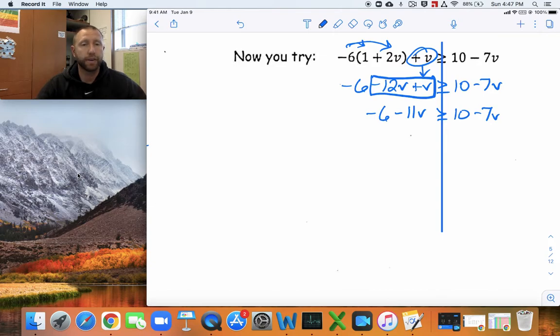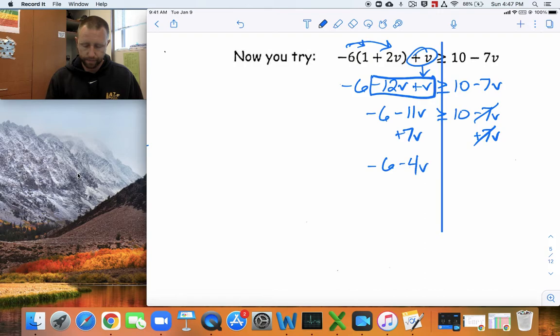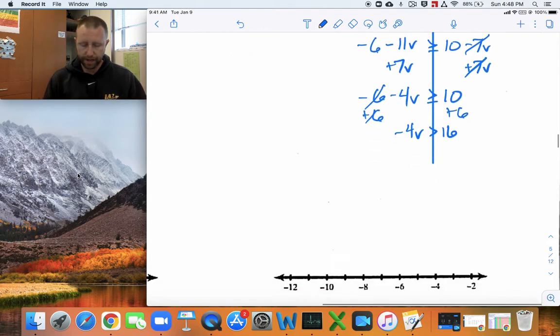And then just like I did on the last one, I'm going to get rid of the variable on the right. If you don't do it that way, you can still come up with the same solution as I did, but I always like to get rid of the one on the right. So I'm going to add 7v to both sides. When I do that, they cancel on the right. Negative 11 plus 7 is negative 4. So now I have negative 6 minus 4v is greater than or equal to 10. I'm going to add 6 to both sides, get rid of that minus 6. We have negative 4v is greater than or equal to 16. And then my last step is just to divide both sides by negative 4.